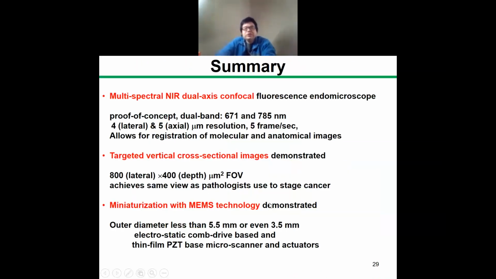So overall, we just touched a little bit on the handheld system and also miniaturization using different MEMS scanners or actuators based on MEMS technology, to show you the concept that it is possible to develop a multicolor confocal microscope or other modality microscope and show targeted cross-sectional imaging, either horizontal or vertical cross-sectional imaging, or even 3D in the future. I can demonstrate that later. And another essential part is the microsystem technology, which enables the miniaturization of the whole system.